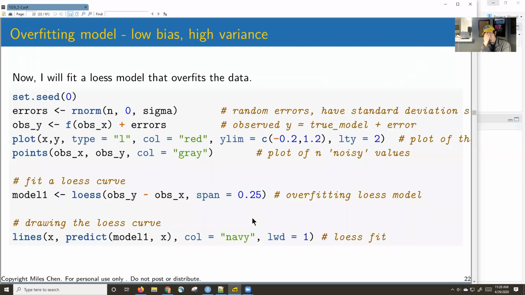Okay, so I'm going to do something similar, except this time, instead of fitting a linear model, I'm going to fit a Loess curve. Local regression, and I use span equal to 0.25, and what that does is it makes a very wavy, jagged line that is going to overfit the data. It's going to have very little error for the observed data, but it's going to be overfitting it.